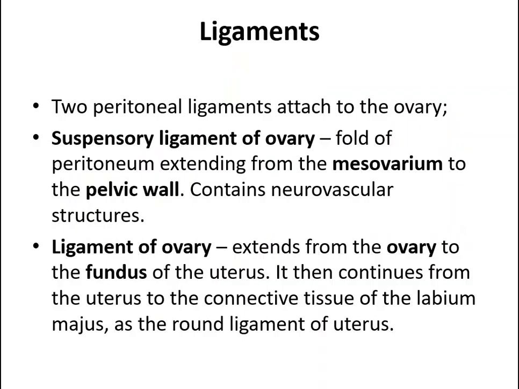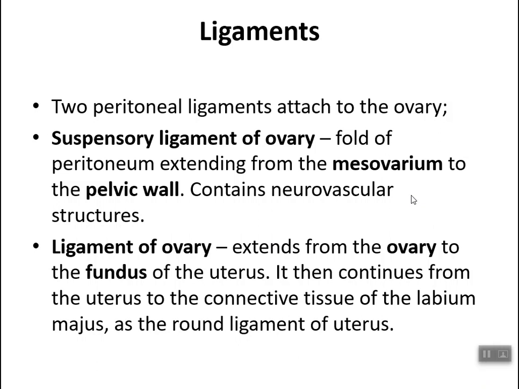Next, the ligaments. These hold the ovaries in position. The two peritoneal ligaments that attach to the ovary are the suspensory ligament and the ligament of the ovary. The suspensory ligaments of the ovary are folds of the peritoneum that extend from the mesovarium to the pelvic wall, and they contain neurovascular structures.